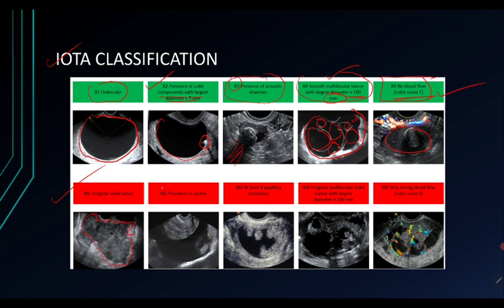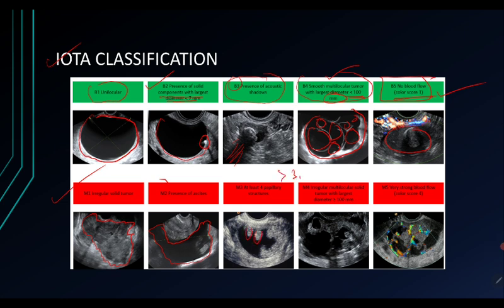Then M2 is the presence of ascites. Typically, you can see how the ascites is there. M2 is the ascites; M1 is the irregular solid tumor. Then M3 is at least 4 papillary projections. You can see the 4 papillary projections.